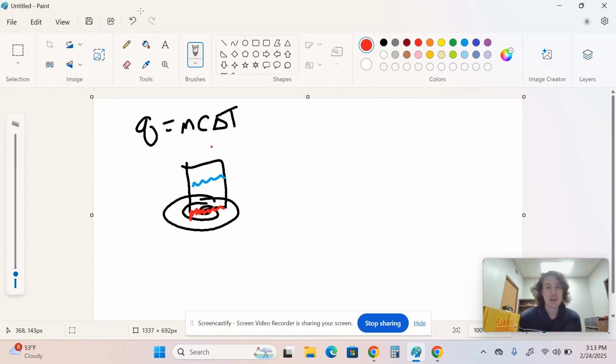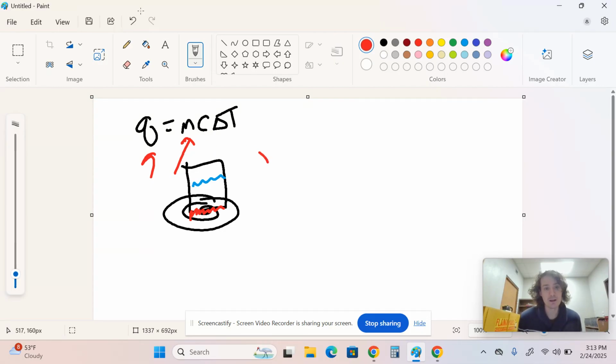Heating it up. This equation tells me how much heat, how much energy I need to supply to a certain amount of liquid, in this case, liquid water, right? It could be anything. It could be solid gold. It could be gaseous hydrogen. It could be any substance. In this case, it's liquid water. C, we'll get back to in a second.